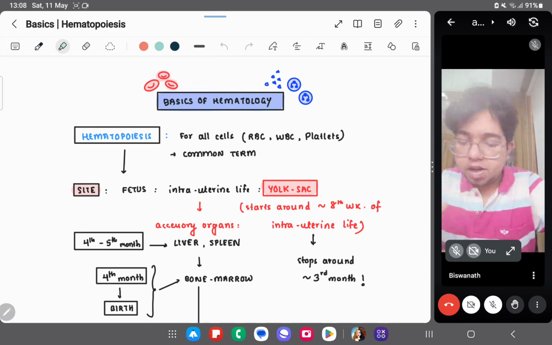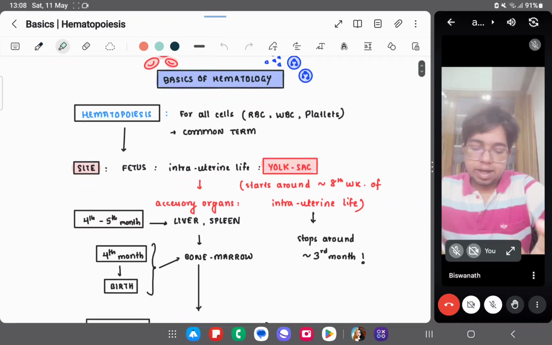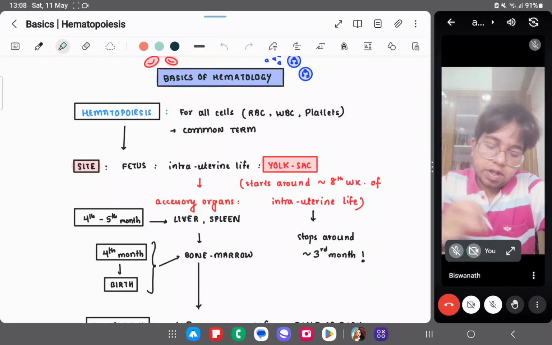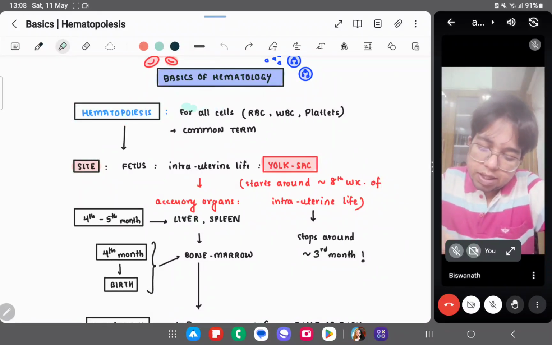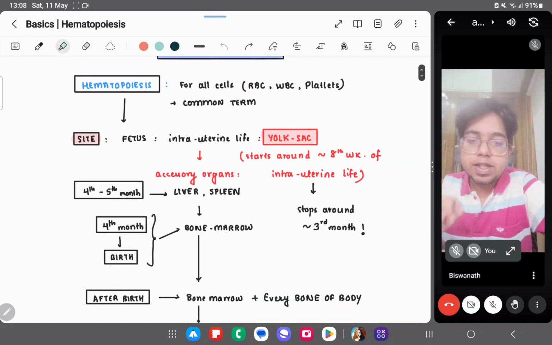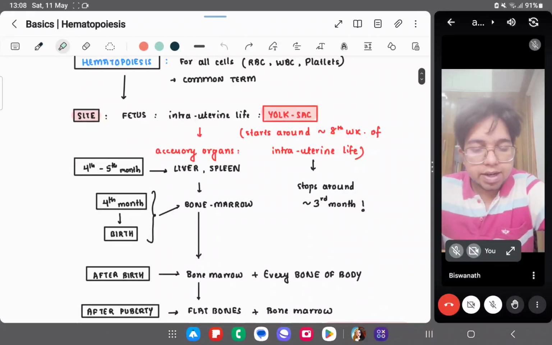Basics of hematology. In basics of hematology, we are going to do some of the things which are important first for understanding of your anemia. And first we'll look at hematopoiesis. Hematopoiesis is the formation of all the cells. If I say erythropoiesis, it is the formation of RBC; leukopoiesis, WBC; thrombopoiesis, platelets. You know that.